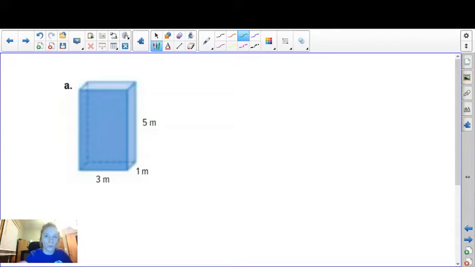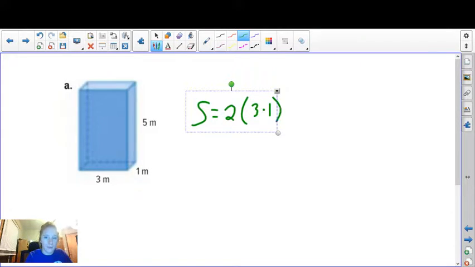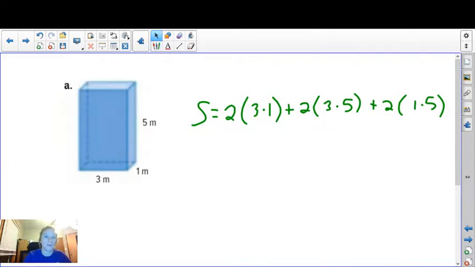I'm going to take 2 times my 3 times my 1, plus 2 times my 3 times my 5, and then plus 2 times my 1 times my 5. The way that I write these is I start by taking the first 2 numbers and multiplying them, then I take the next 2 multiplied, and then I put the last 2 together. So I did 3 and 1, 3 and 5, and then 1 and 5. I think it's just easier to remember. It's a me thing. It's not going to be wrong if you do a different multiplication order. It's just multiplying.